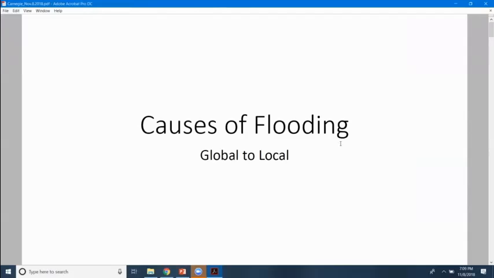Okay. Right. So like Steph said, I'm going to focus on causes of flooding. I'm actually going to go pretty quickly through a lot of things, but there'll be some time for questions. I decided to start with the big picture. So I'm saying this is global down to local scale.